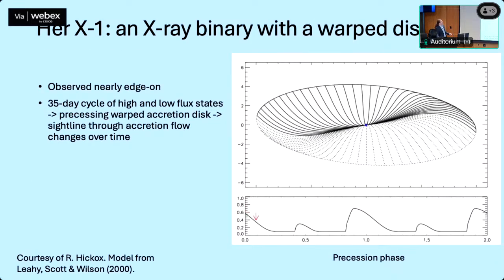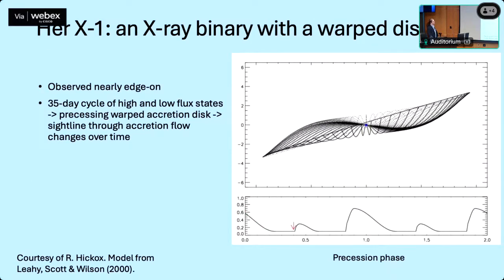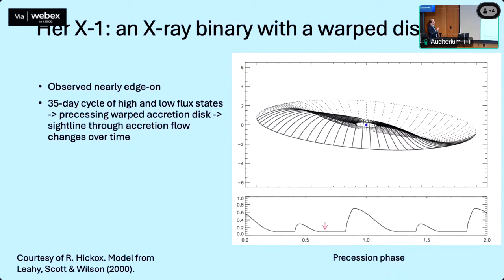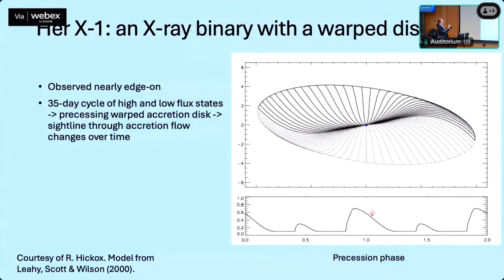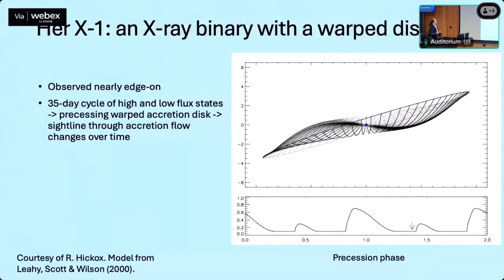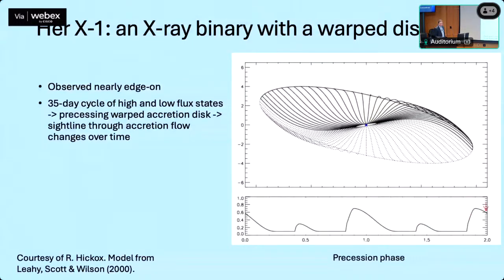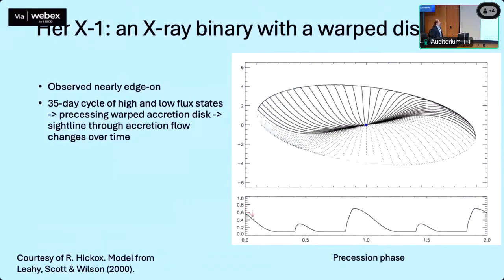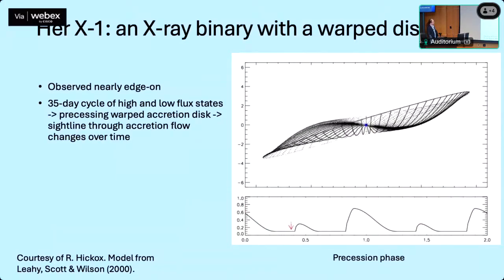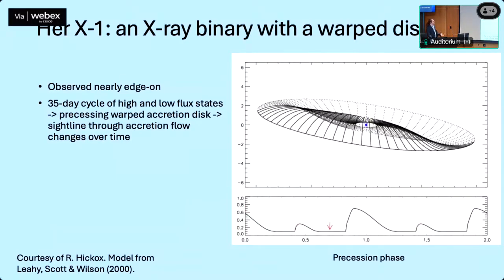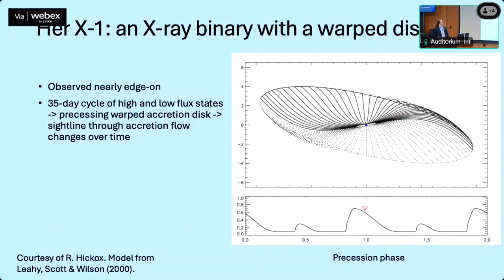So this is a simulation of how this might look for Hercules X1. Almost all of the X-rays are produced very close to the neutron star, but most of the time this emission region is obscured by some part of the warped disk. But then there are these brief periods of time when we can see the neutron star directly, when we see a high state like right now.